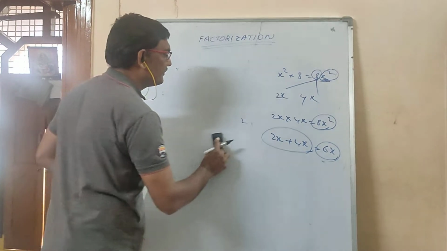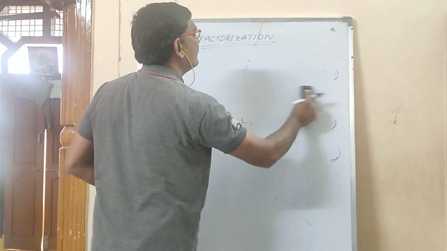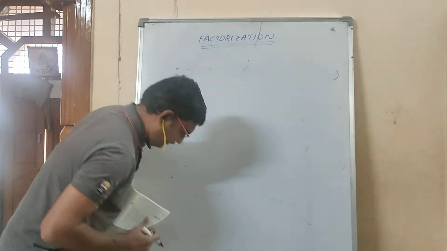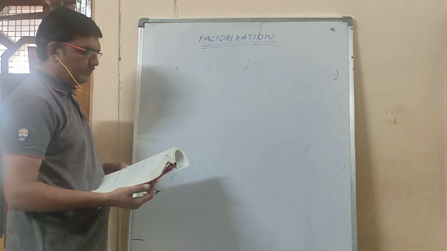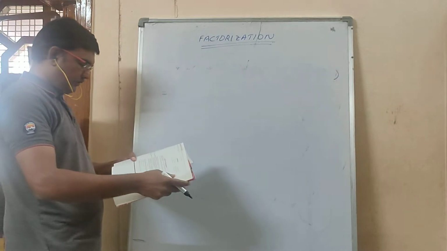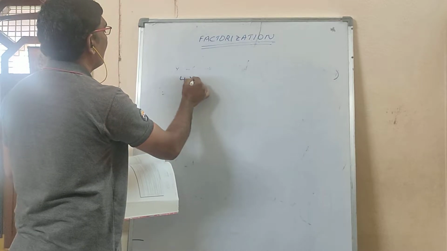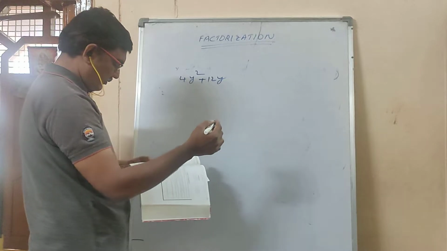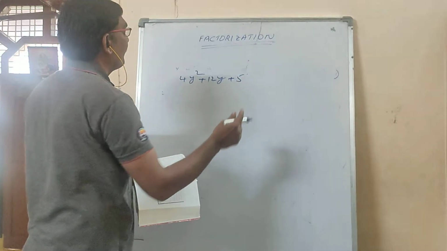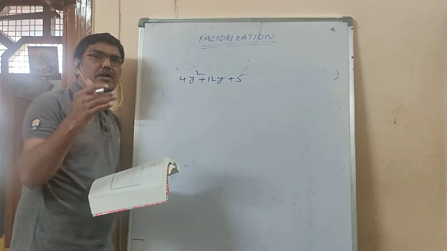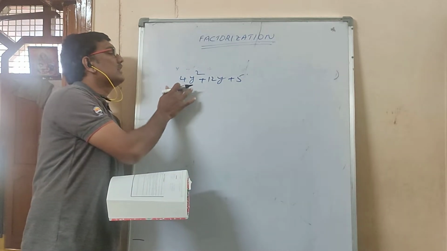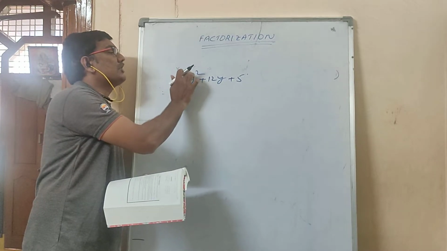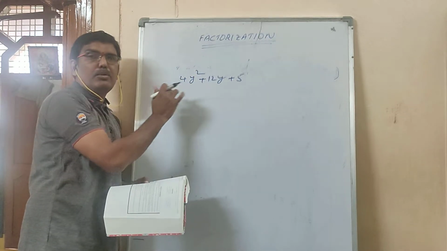Next problem is 4y square plus 12y plus 5. See, steps you have to remember. What I said, is it a quadratic polynomial or not? What is the variable here? y. y's highest power is what? 2. So it is a quadratic polynomial.